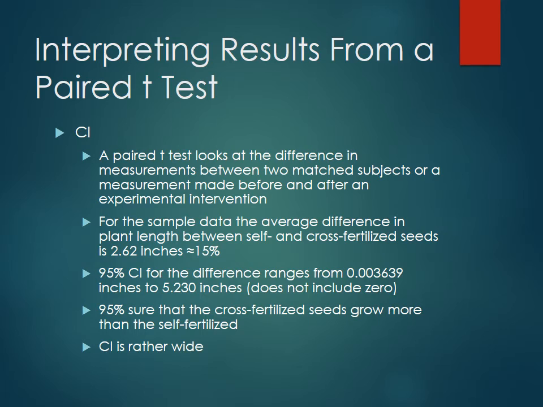Notice here, because we're doing differences in means, subtracting means from one another, we would use 0 as our point of significance, right? If I was doing ratios of growth, whatever it happens to be, then 1 would be my point of significance. Even though the confidence interval is pretty wide and there's a lot of variability in the data, we can still say that yes, we achieved significance, and that the cross-fertilized seeds tended to grow longer.